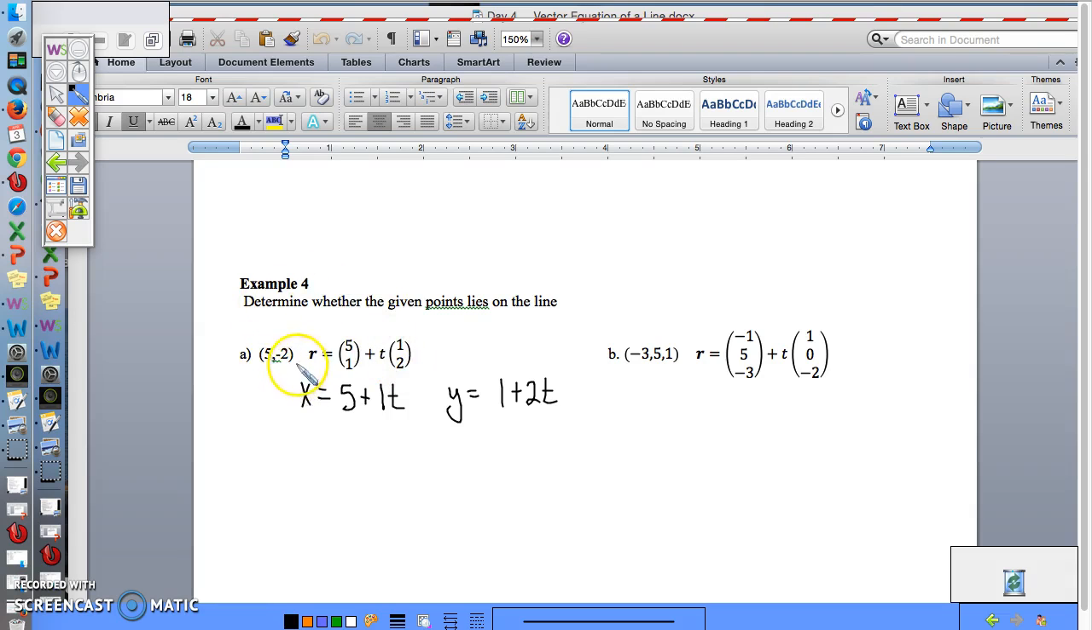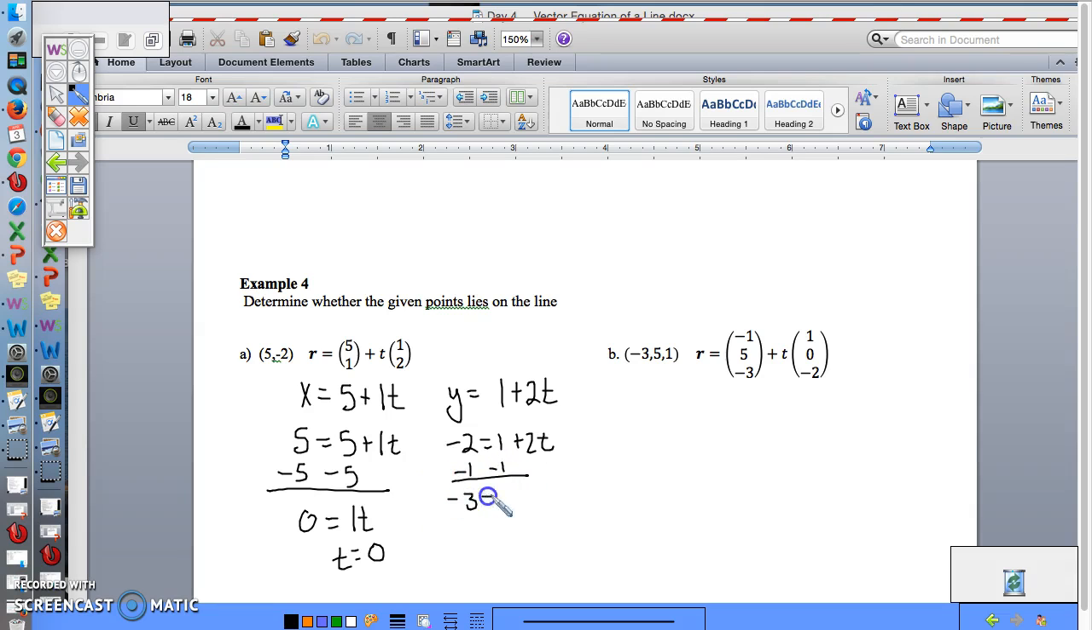So does this hold true? Does our x value that we have on our point, does 5 equal 5 plus 1t? Well, what is our time? What is t when it gets there? So 0 equals 1t. So t equals 0. Okay, and let's see, what about y? When we plug in our y value, -2 equals 1 plus 2t. Minus 1. So t equals -3 over 2. So that's not the same.